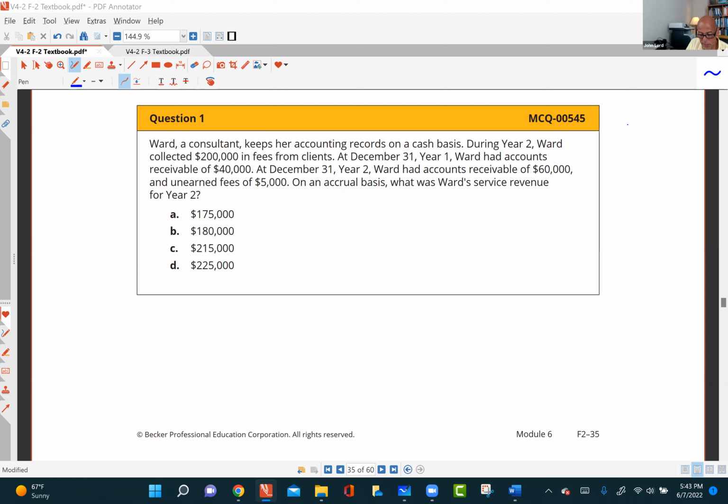So let's look at the question. It says that Ward Consulting keeps her accounting records on a cash basis. During year two, Ward collected $200,000 in fees from clients. That's telling you that that's the cash revenue of $200,000. And we said on our flashcard that for revenues, we're going to follow the rules that we were talking about for net income, which means assets do the same, for liabilities do the opposite. So we're going to start with that cash revenue, $200,000.